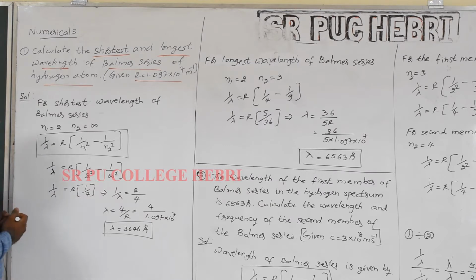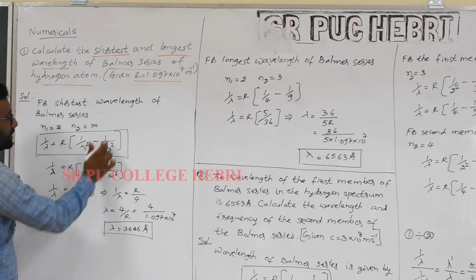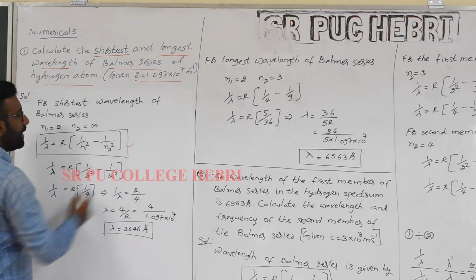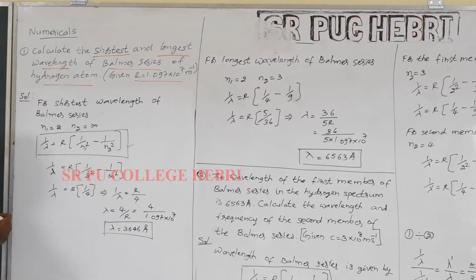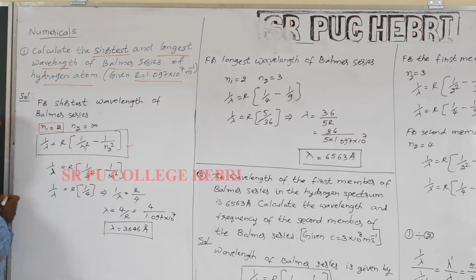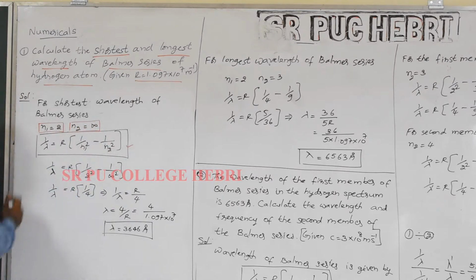You know the formula of Balmer series, right? We have already seen this formula: 1 by lambda is equal to R into 1 divided by N1 square minus 1 divided by N2 square. Keep this formula. Now for the shortest wavelength of Balmer series, we have N1 is equal to 2 and N2 is equal to infinity.